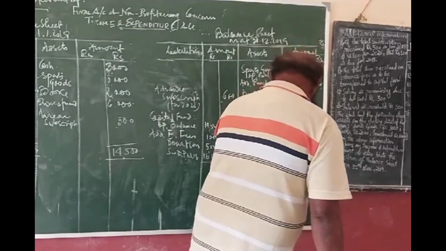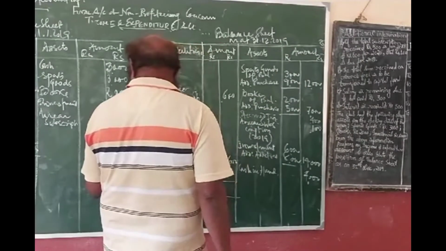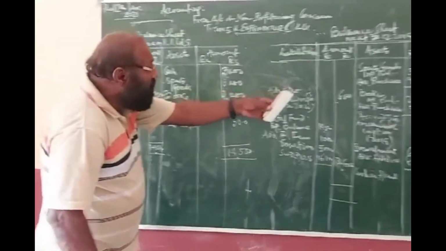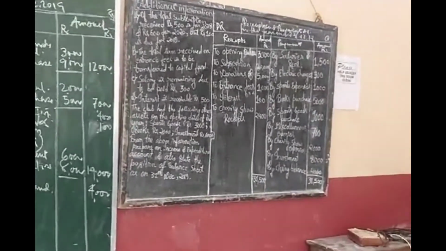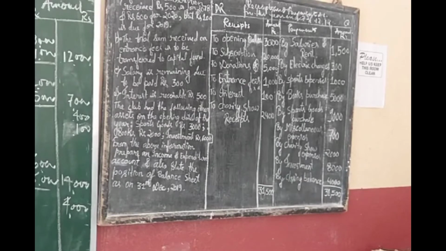What is the total amount? That's 3,000. What is the amount? Total 3,000 and sports goods 3,000. 3,000. Books 2,000. Investment 600. Yes.